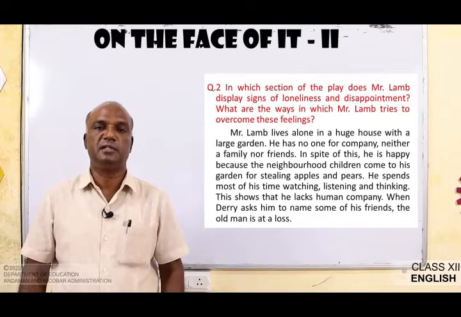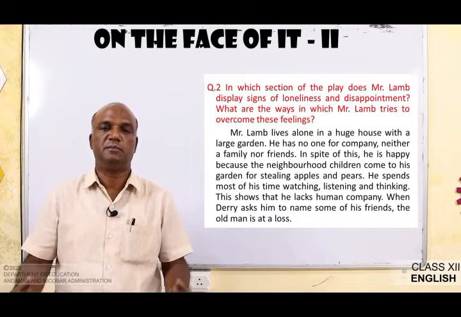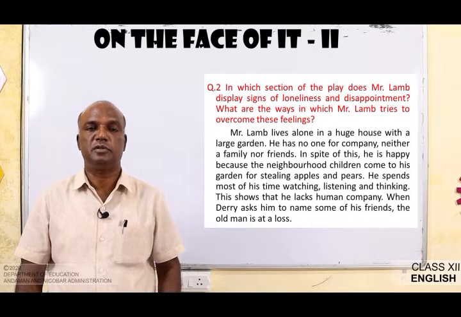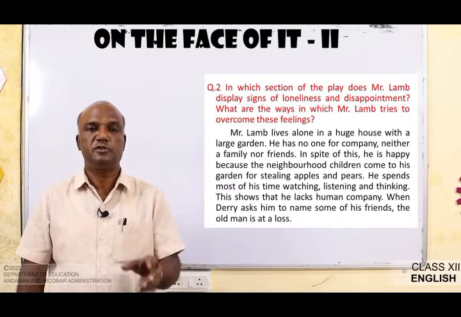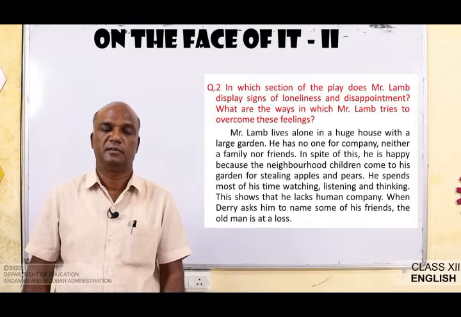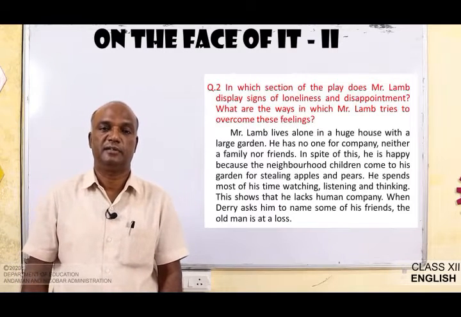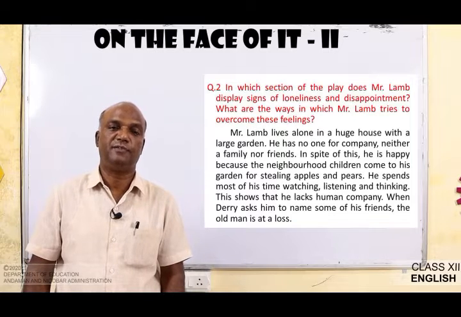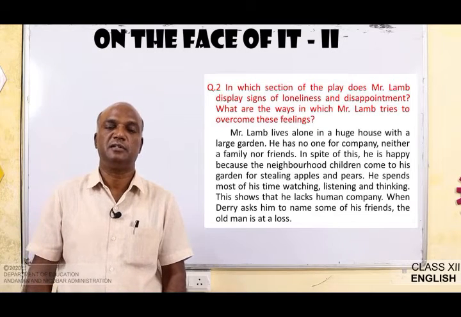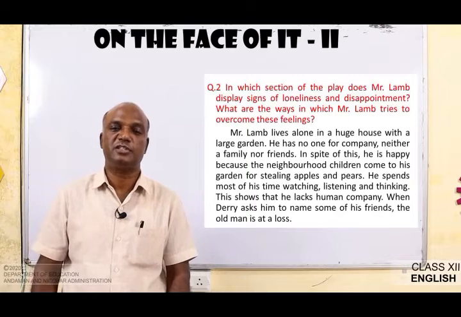See, while reading this lesson, you may think that Mr. Lamb has a positive view and is very happy. He has overcome his isolation. But when you go through the text, it will show that he also felt loneliness and disappointment. What are they? Mr. Lamb lives alone in a huge house with a large garden. He has no one for company, neither a family nor friends. In spite of this, he is happy because the neighborhood children come to his garden for stealing apples and pears. He spends most of his time watching, listening and thinking.